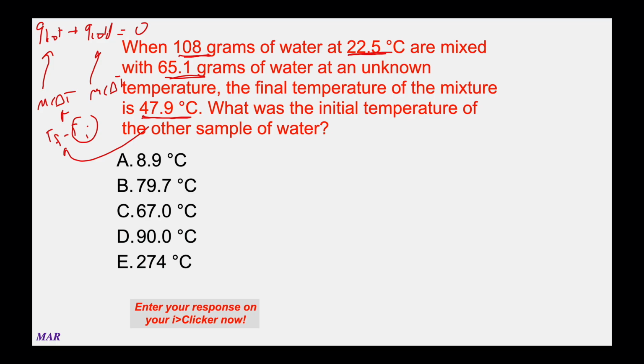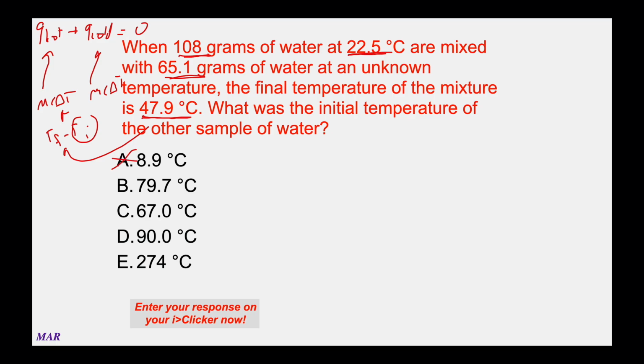Okay, at this point, I'm assuming you've tried the problem and you want to check out your answer, which is fantastic. So Q cold plus Q hot equals 0. That's thermodynamics saying no heat can be created or destroyed. We know that we've got something cold, the 22.5 degree sample, and we've got something hot, and they're coming together to make something warm, 47.9. So our final answer for the hot thing, the initial temperature of the hot, is going to be larger than 47.9.